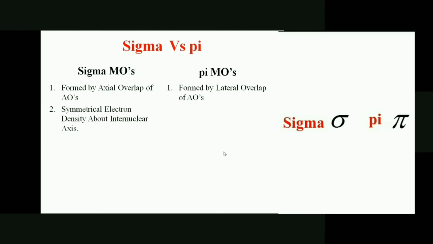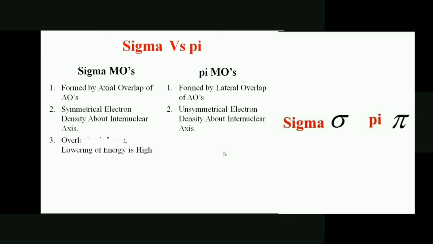Second, there is a symmetry of electron density along the internuclear axis, meaning they will have more symmetry of electron density between the nuclei they combine, whereas there is no symmetry in the case of pi when the electron density is between the nuclei. This point I will discuss in the later slides. We have our next slide for the symmetry and the unsymmetry.